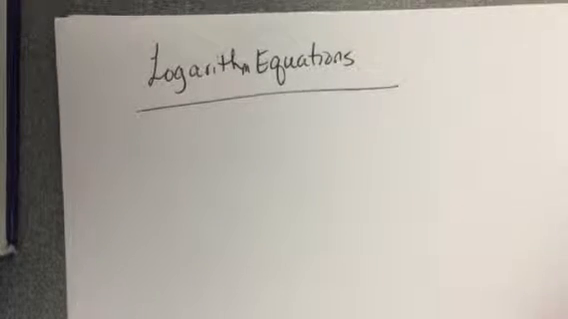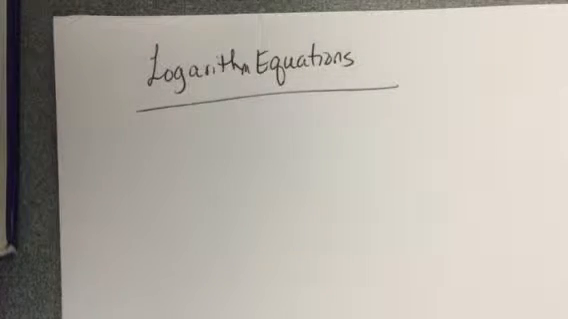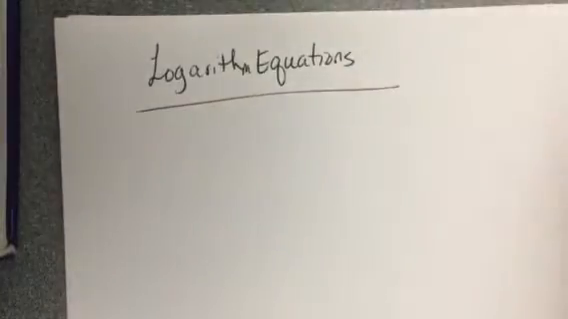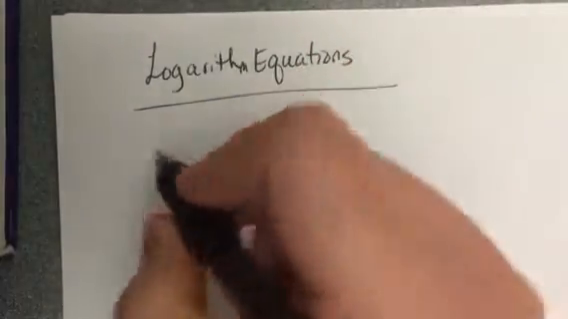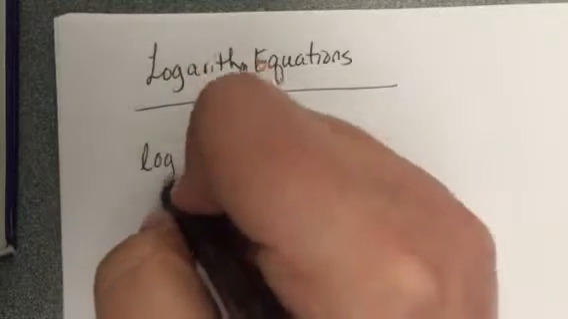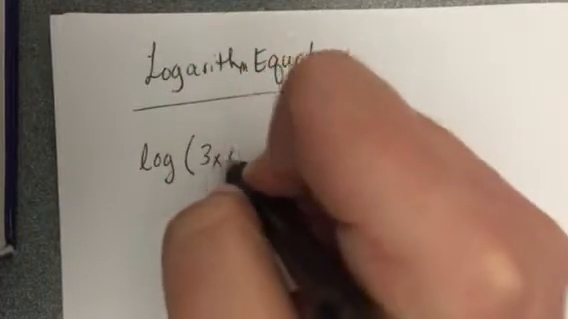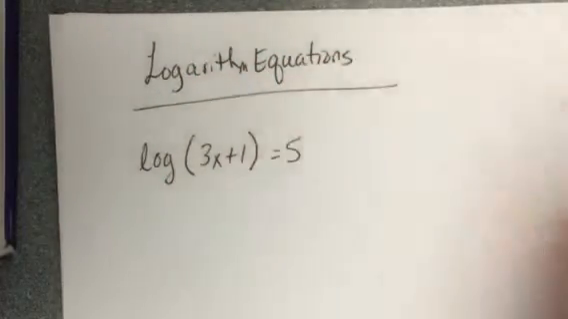So, solving logarithm equations. Remember, logarithms and exponentials are inverses of each other. As you're solving logarithm equations, you're going to keep in mind your exponential properties. So let's start with one that looks like this. We have log of 3x plus 1 equals 5.